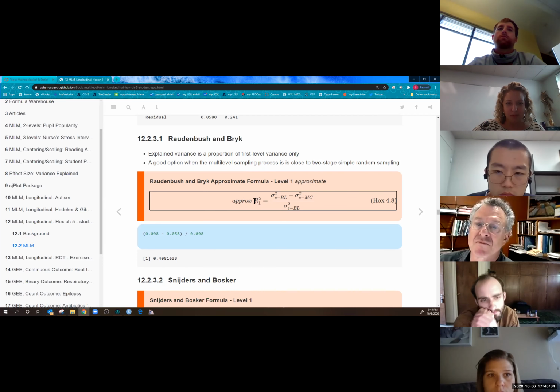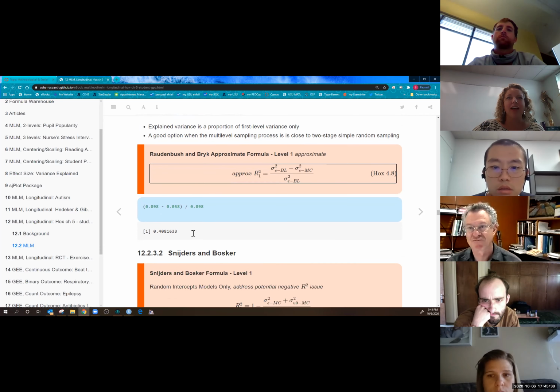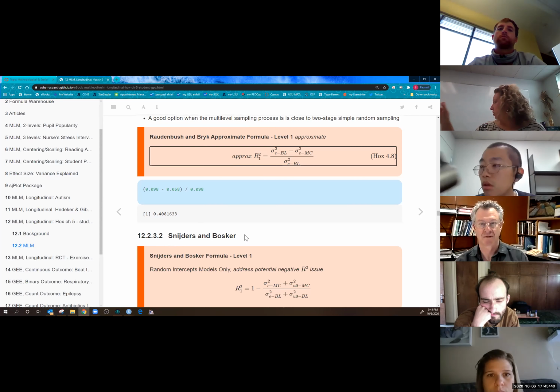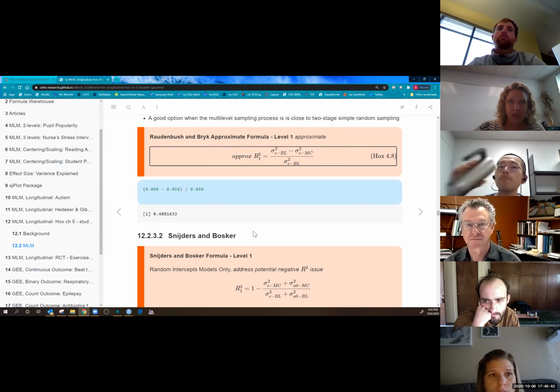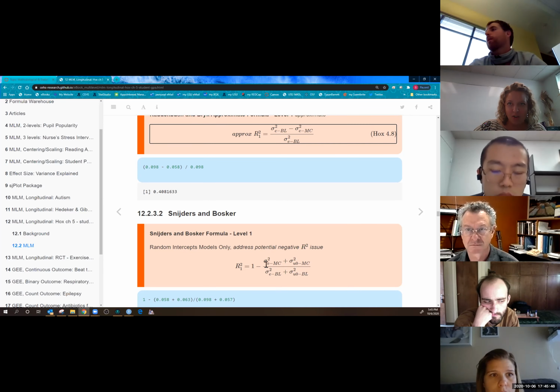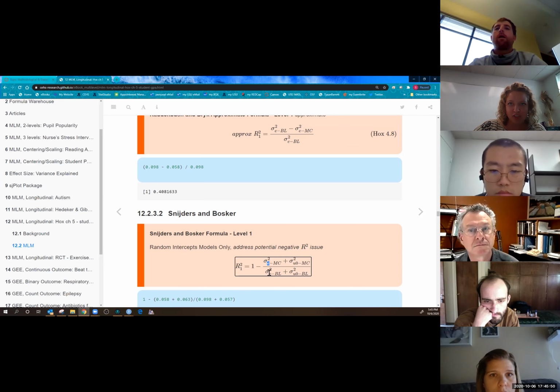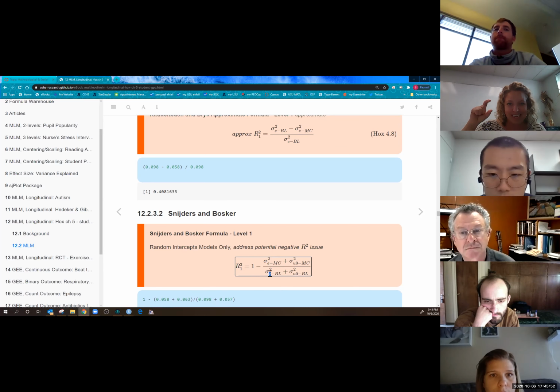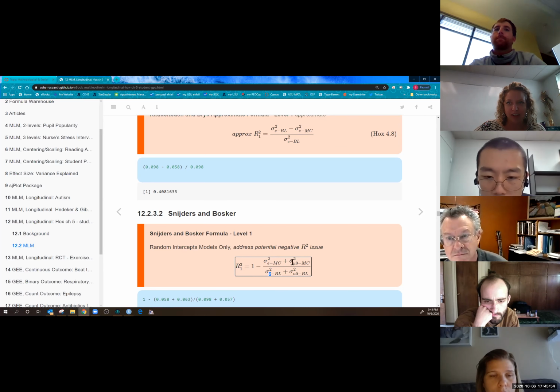That's called the approximate R squared at level 1. Cox's formula 4.8. Snijders and Bosker, oh, I think I took their book home. They formulated their R squared slightly differently. And notice these sigma squareds, these first two have a little subscript e, that's residual variance, but what do these other sigma squareds have?